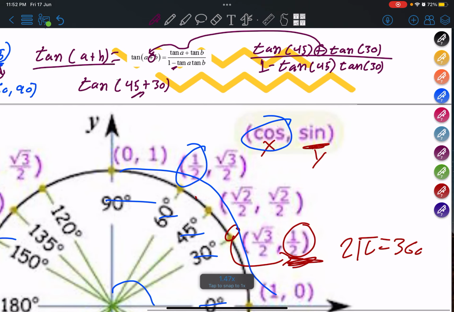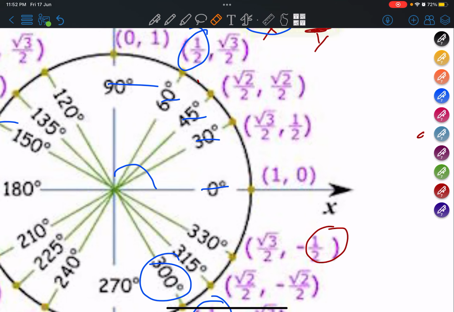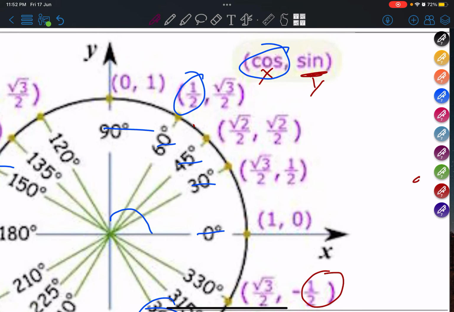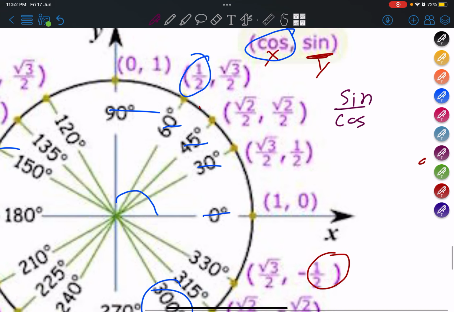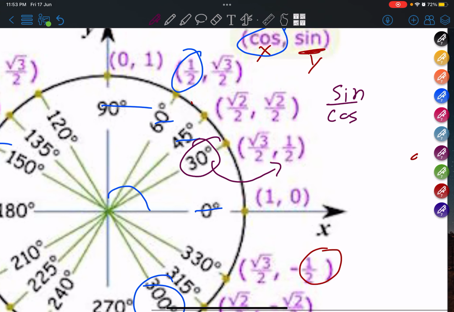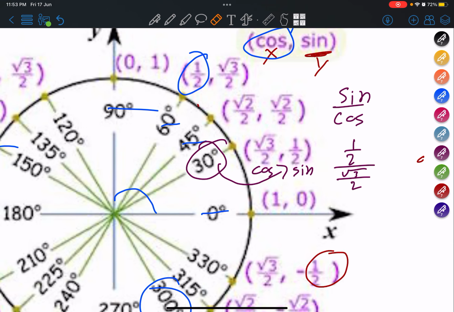Now, let's go to the unit circle, because I don't really remember it so far. So, what is tan? Tan, as we said, is basically sine over cosine, okay? So if we go to 30, this is the angle of 30. We'll take sine, which is 1 over 2, and then divide by cosine, which is root 3 over 2. So this is equal to tan 30, okay?